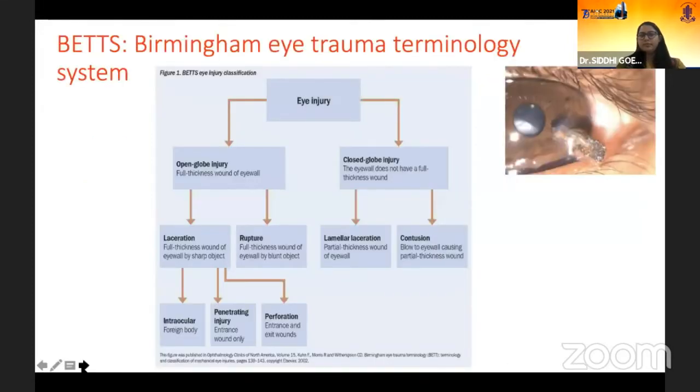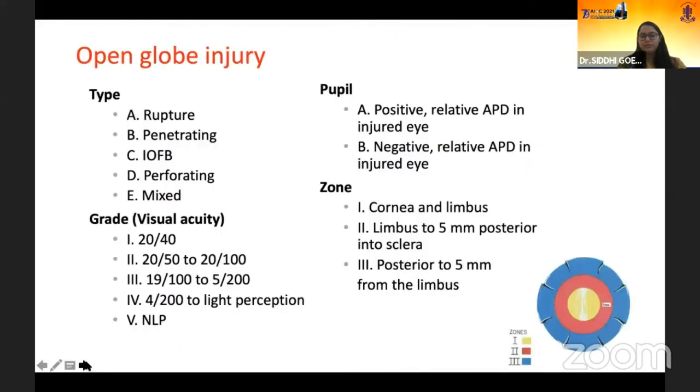Just to introduce the Birmingham Eye Trauma Terminology System, it has been discussed in detail by Dr. Devesh. So I'll be dealing with the open globe injury. So open globe injury as per the ocular trauma classification has further been classified. Here I would just like you to look at this image. So we classify it into different zones. Zone 1 is the yellow image, which extends up to the cornea and the limbus. Zone 2 is limbus up to 5 mm posterior into the sclera. And zone 3, the blue zone, is posterior to 5 mm from the limbus.